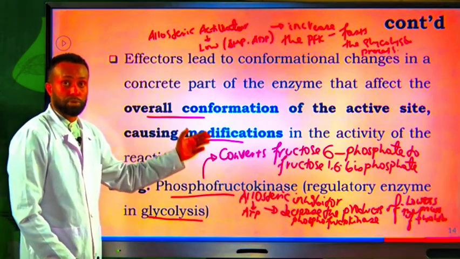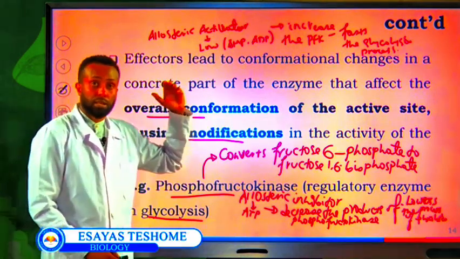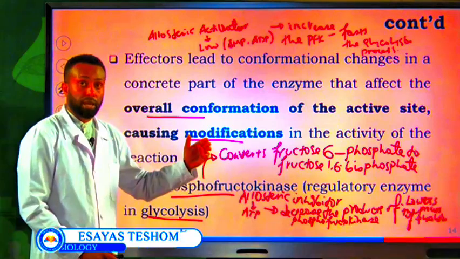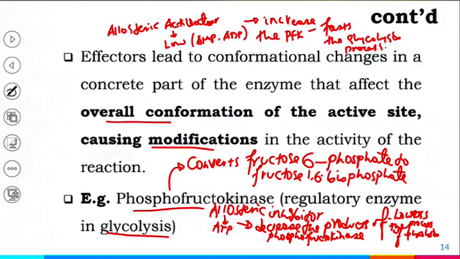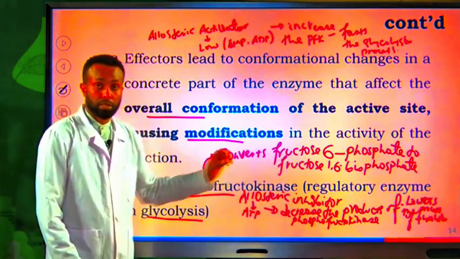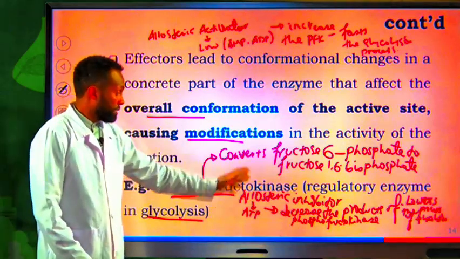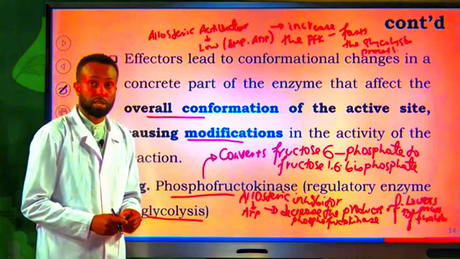So in simple terms, phosphofructokinase is an applicable example for what? For allosteric enzymes and the work of effectors. As I have mentioned earlier, those effectors act as an activator or inhibitor, and they lead to conformational changes. So phosphofructokinase helps in the glycolysis process. It is a regulatory enzyme in glycolysis. It converts fructose 6-phosphate to what? Fructose 1,6-bisphosphate.